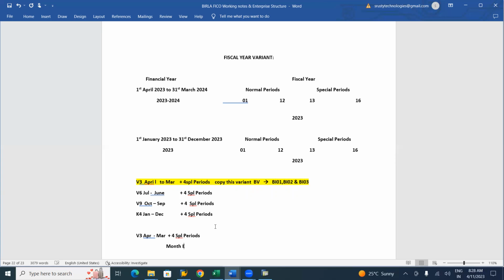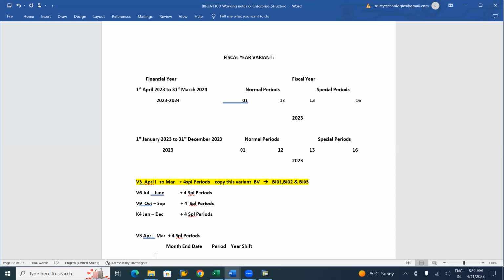Month end date, month end date. So here try to understand this period, year shift, year shift. First I'll explain this, then next we will see this.